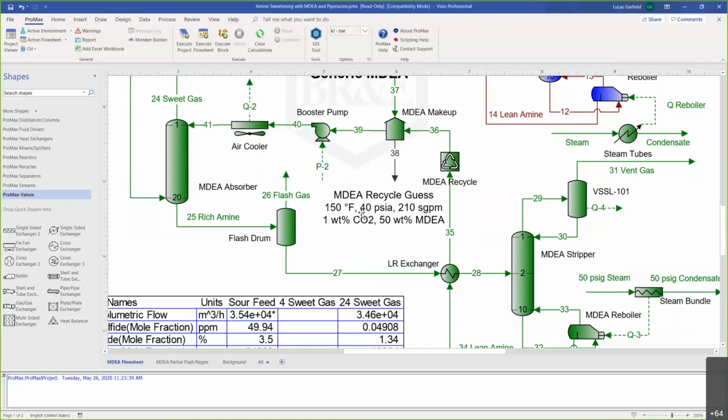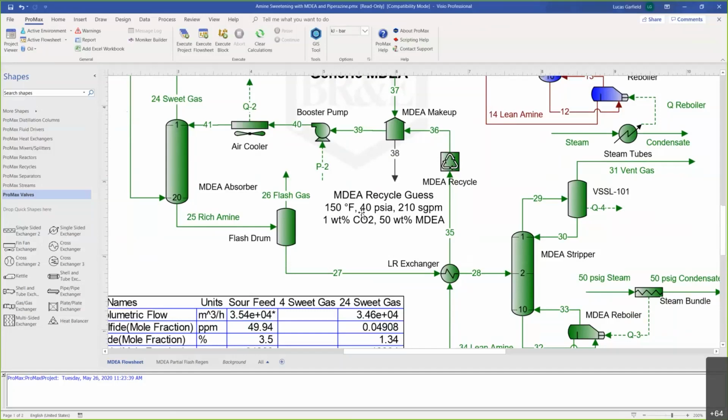We've got a question. What lean amine loading would you typically regenerate the rich MDEA to? Typical lean amine loading is around 0.01. Yeah, that's pretty typical, I would say. 0.01 or less is very common for MDEA. You don't want to obviously over regenerate.